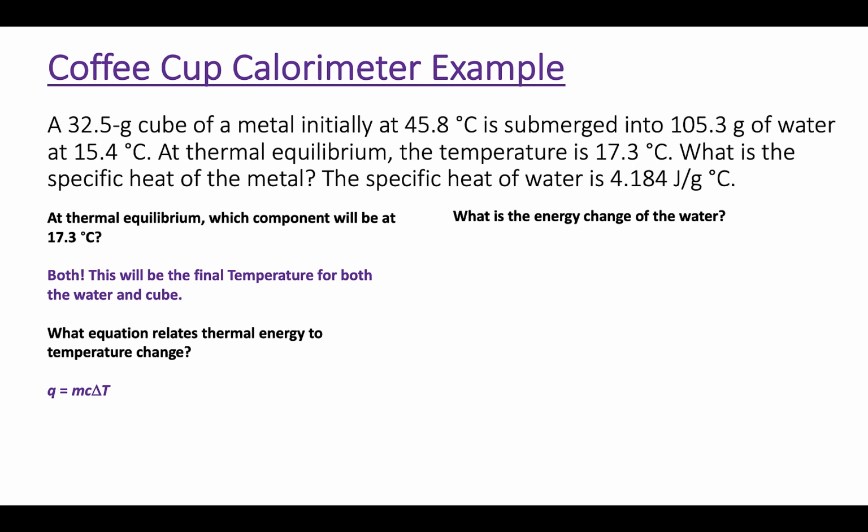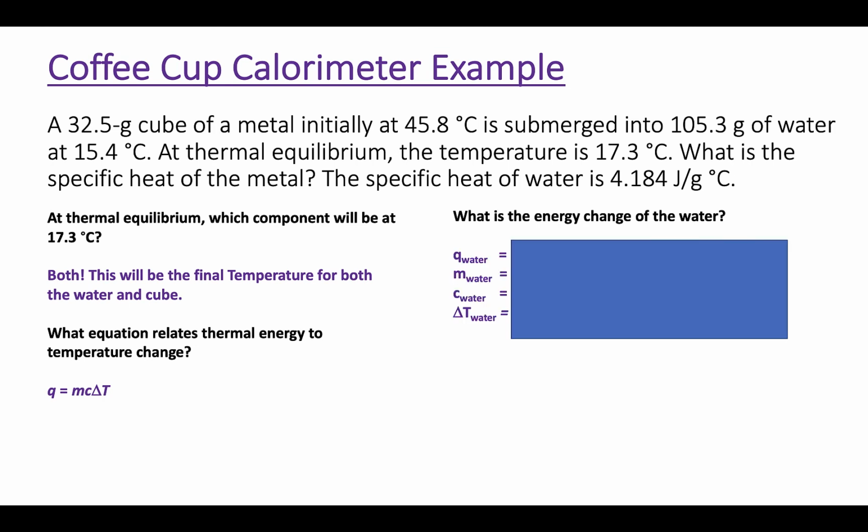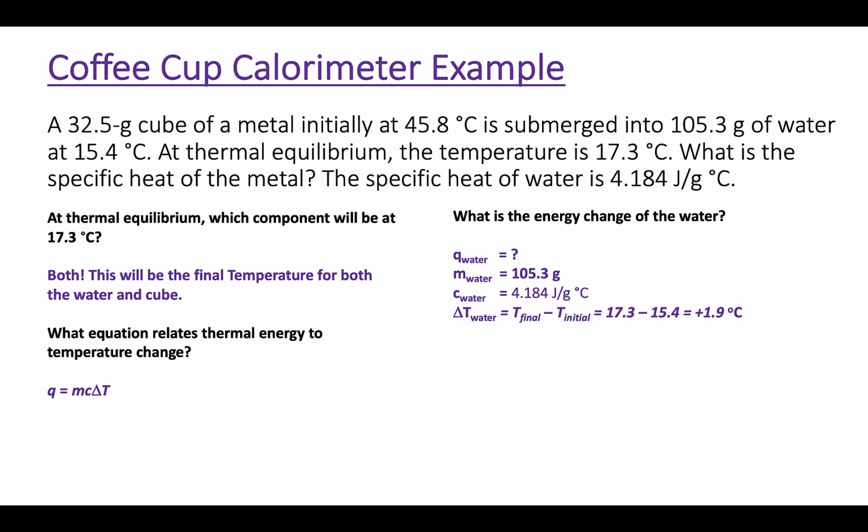So what is the energy change of the water? And what we have here is Q equals mc delta T, and we can say, well, let's lay out our variables. So the Q of the water, we don't know. The mass of the water is given. The heat capacity is given as well. And because we know the final temperature and we know the initial temperature, we know the increase in temperature of the water, and that will be 1.9 degrees Celsius. And from this, we can calculate the heat that's associated with it, right? We know the mass of the water, we know that it is water, and we know that it increased 1.9 degrees Celsius. And therefore, we know that it was 837 joules that flowed into the water.